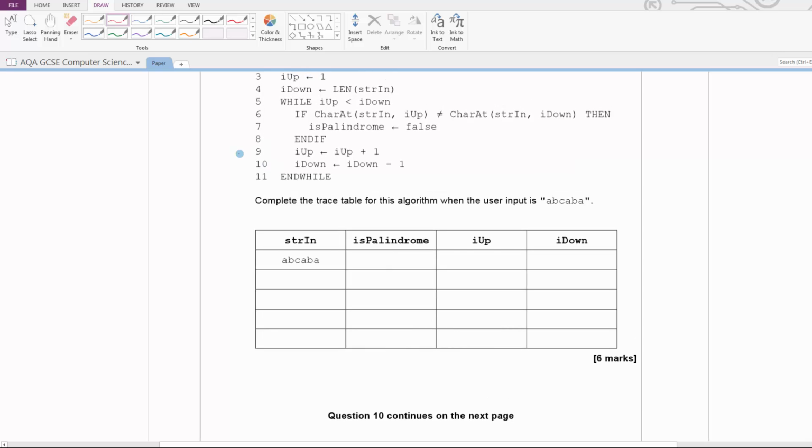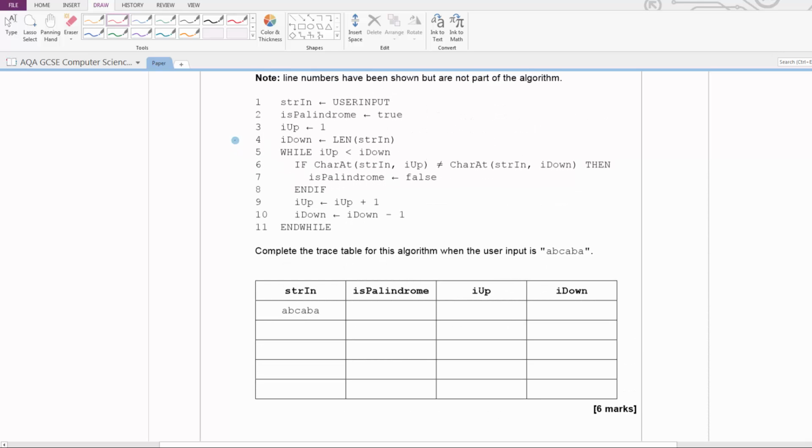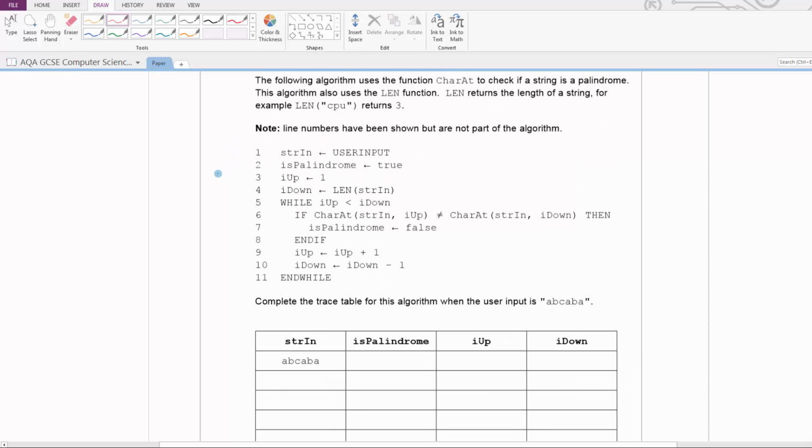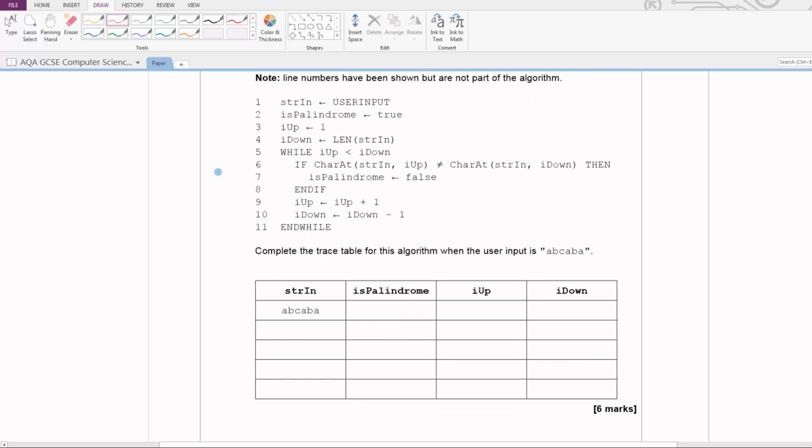We've done a trace table earlier, so this is going to be slightly harder, I believe, but the same kind of idea. First of all, the input is ABCABA, so this is not a palindrome. We can see that, but that's not really the point. We need to fill it in ourselves. It's done the first bit for us, so we've done the input. The input of str_in is our input, which is this string.